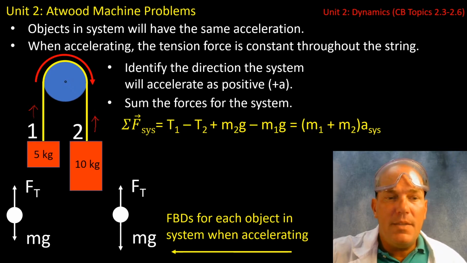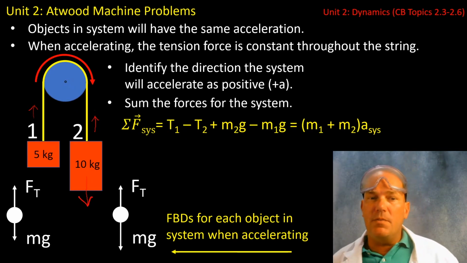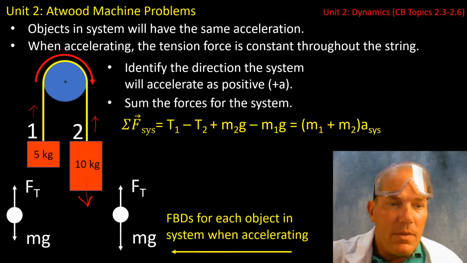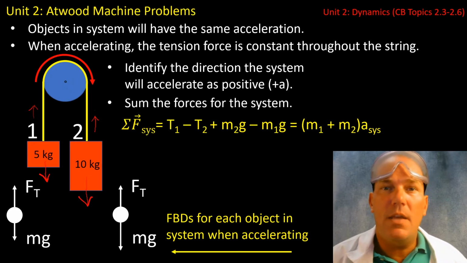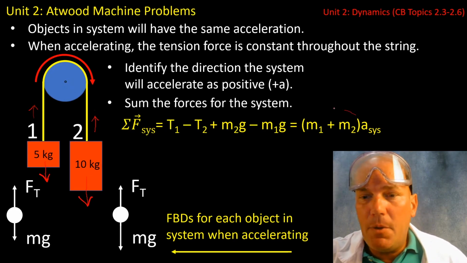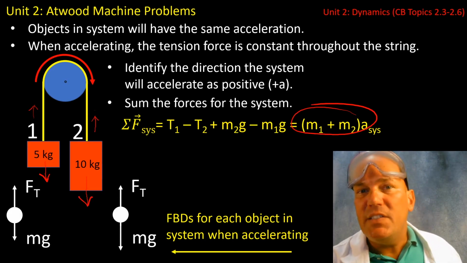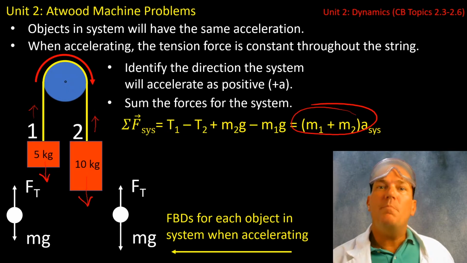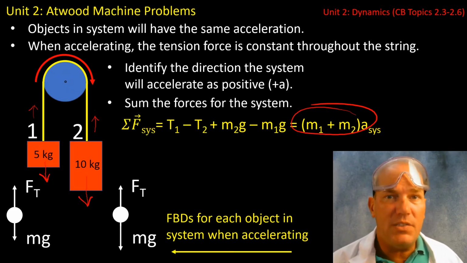What does that mean? That's this guy here. This is in the positive direction. However, this M1G is in the opposite direction of our defined acceleration. Then the biggest part of all that students just forget: if we're using a system approach, we must sum the masses, no matter how many objects are in our system.